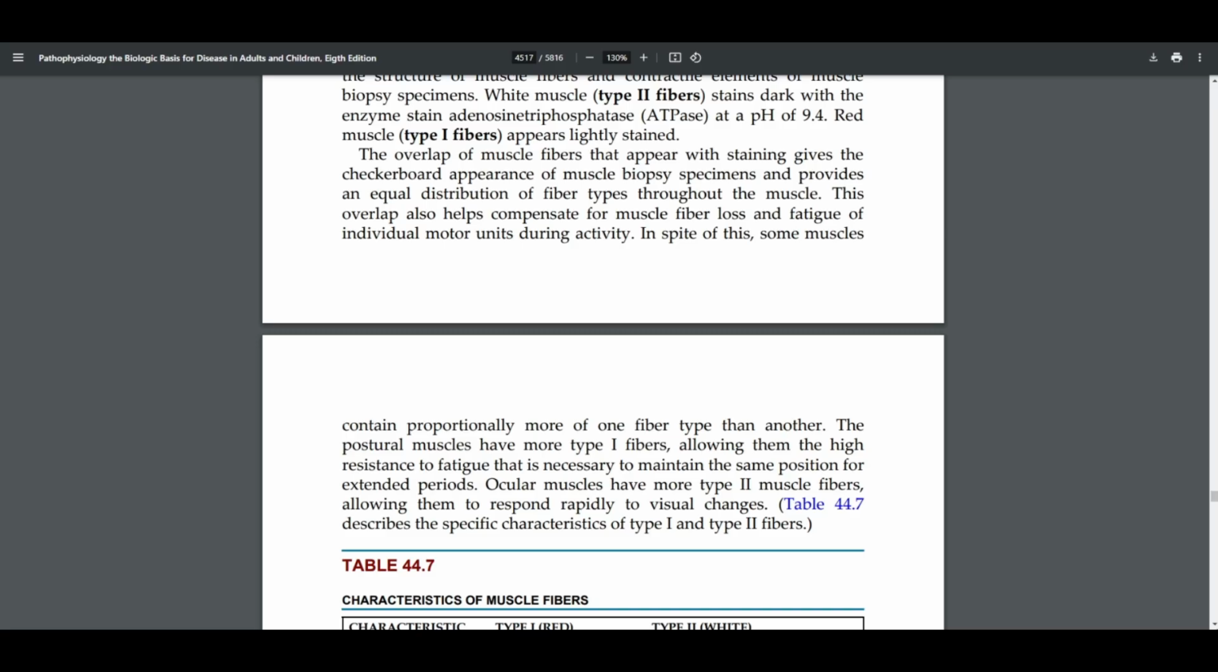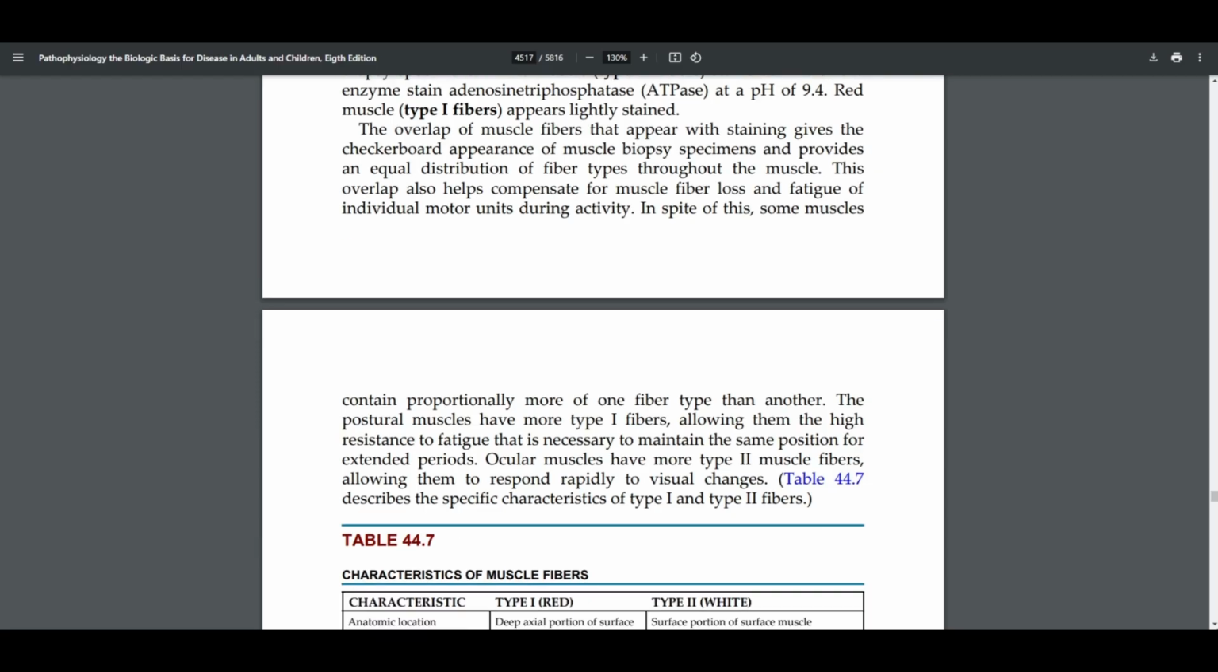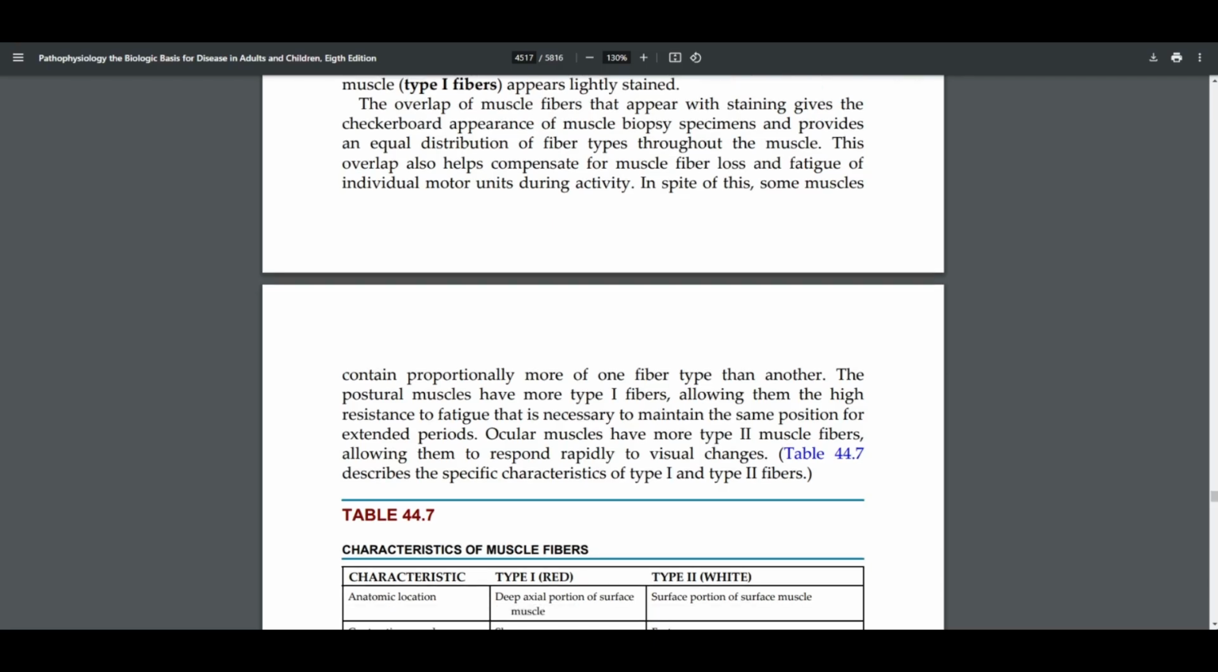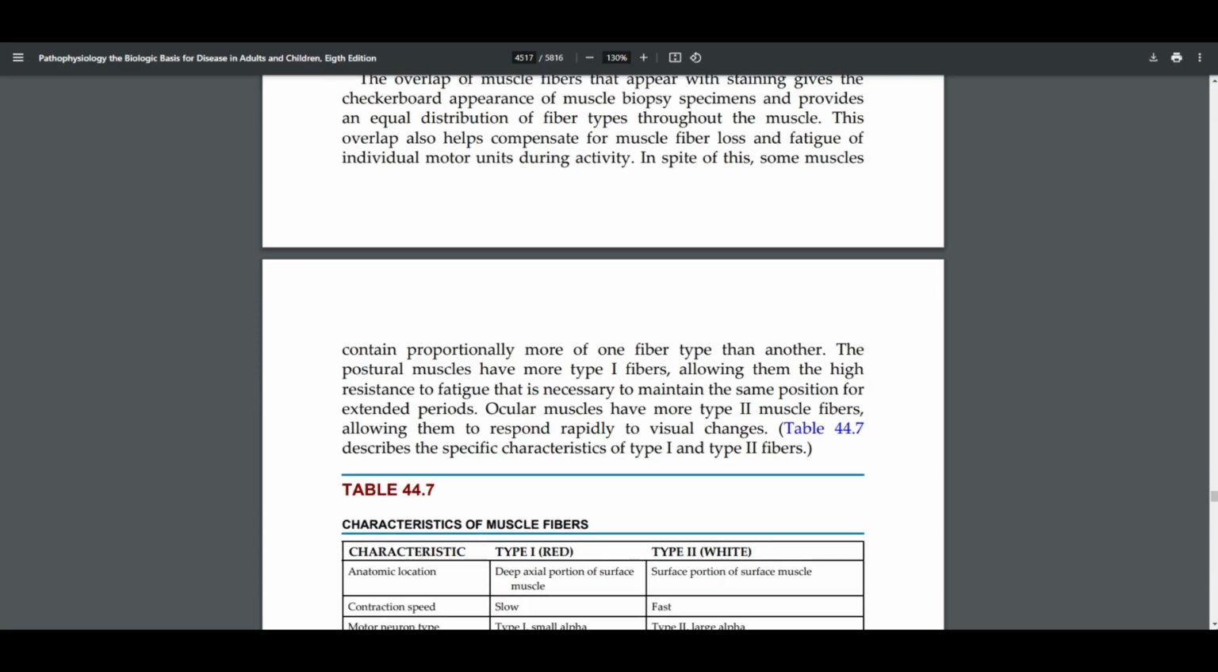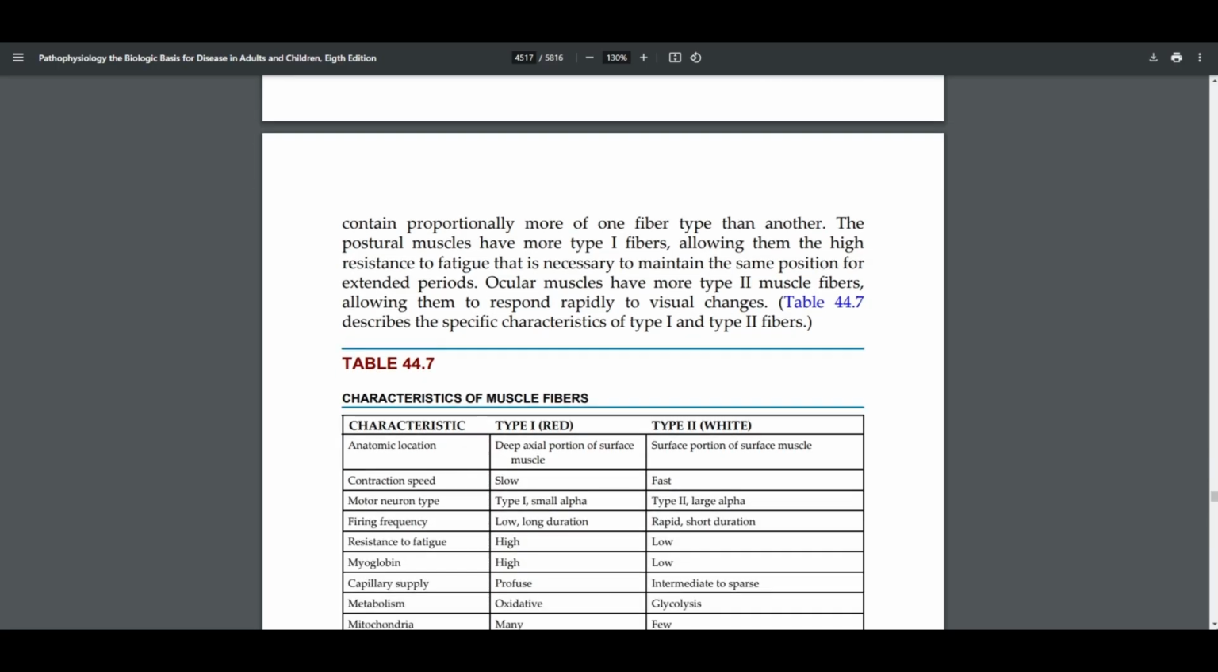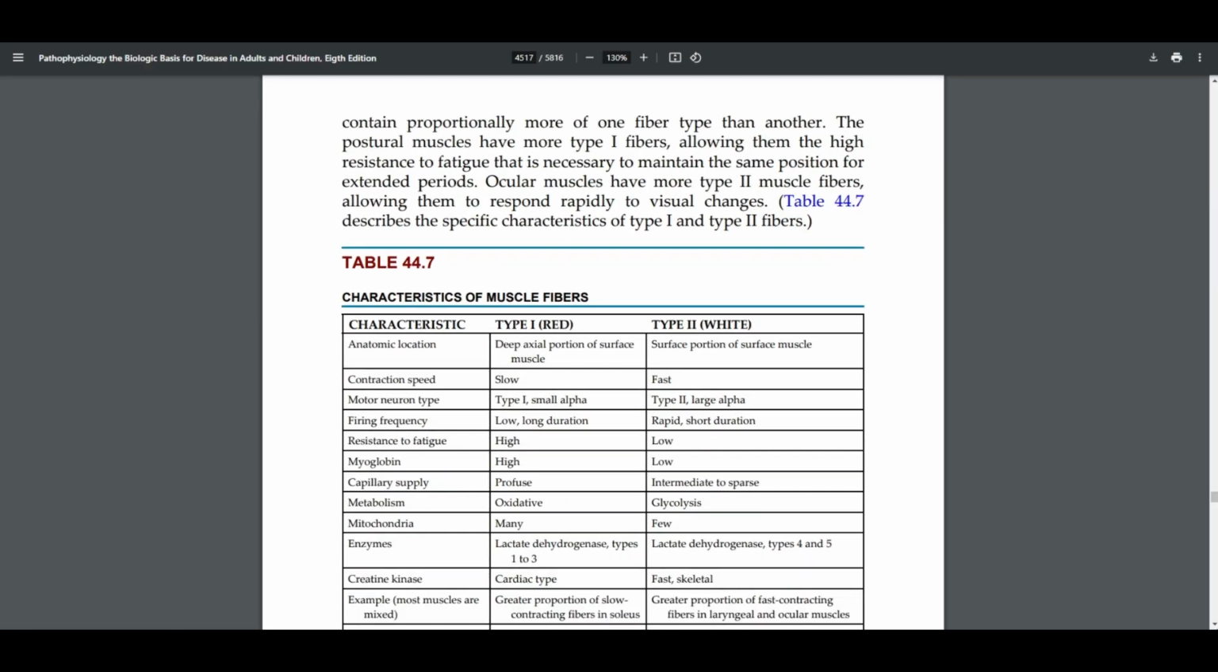This overlap also helps compensate for muscle fiber loss and fatigue of individual motor units during activity. In spite of this, some muscles contain proportionately more of one fiber type than another. The postural muscles have more type 1 fibers, allowing them the high resistance to fatigue that is necessary to maintain the same position for extended periods. Ocular muscles have more type 2 muscle fibers, allowing them to respond rapidly to visual changes.